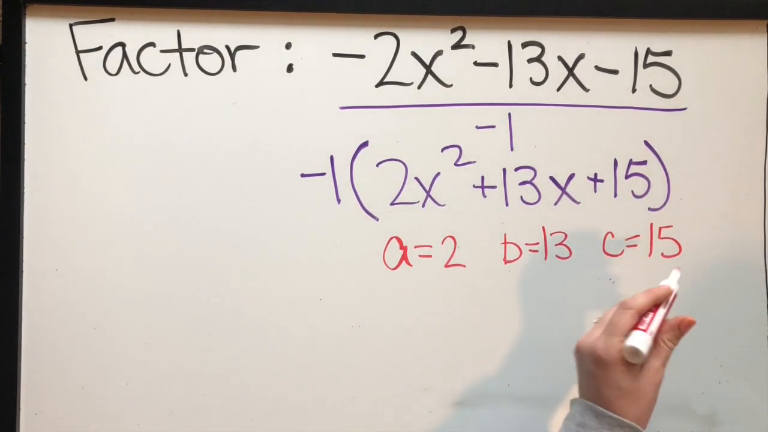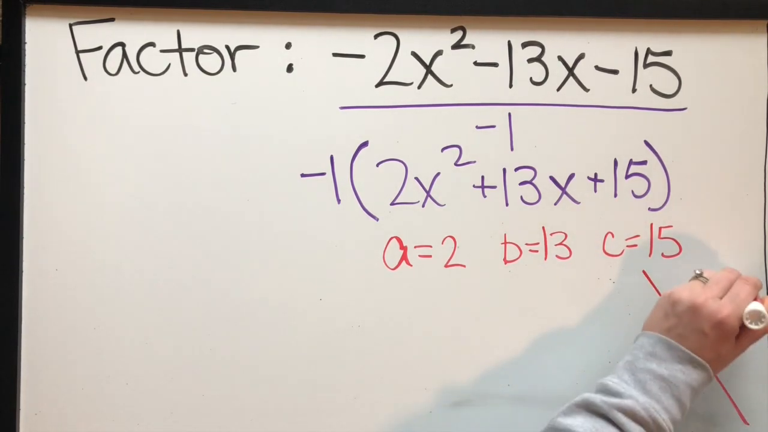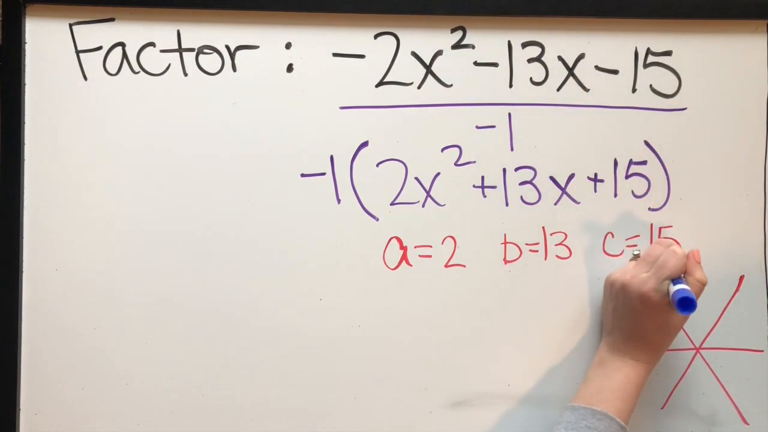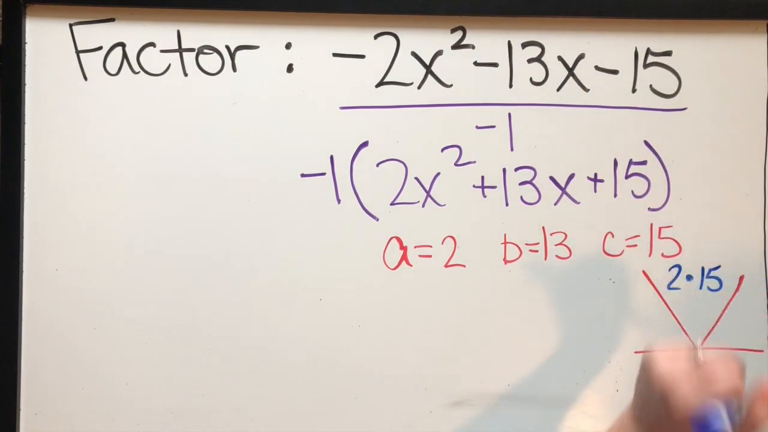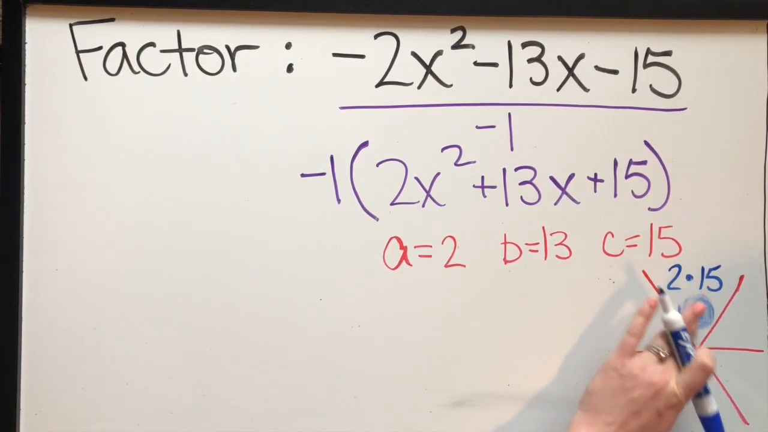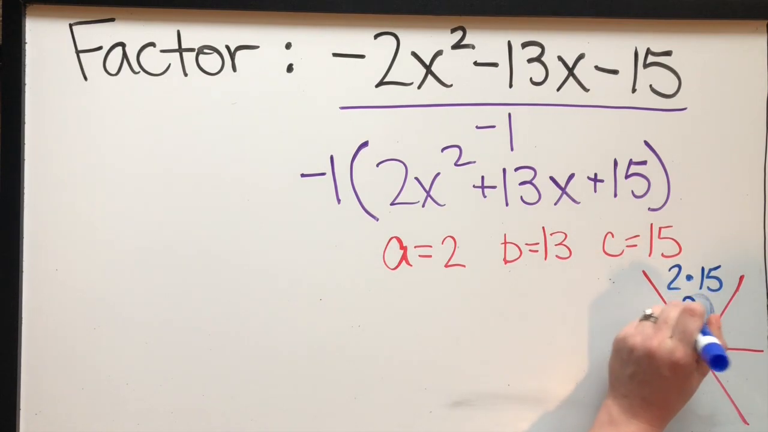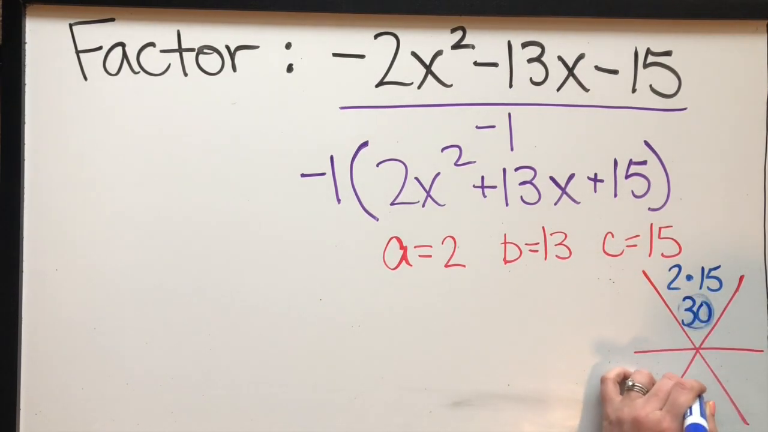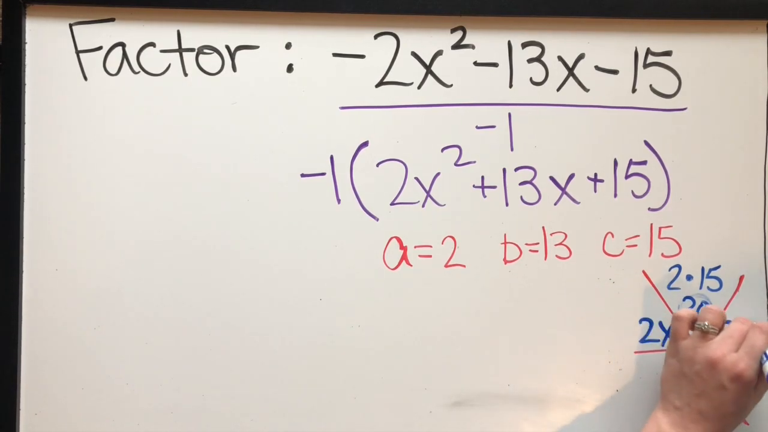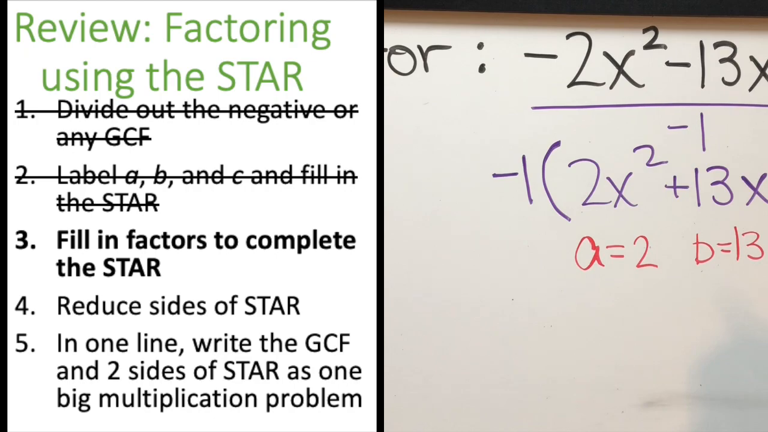Once we label A, B, C, we're going to use those numbers to fill in the star. So again, at the top of the star is A times C. So we're going to do 2 times 15, and that's 30. The bottom is 13, and then the 2 sides are AX. So now we need to make our T chart for the number on top, which is 30.